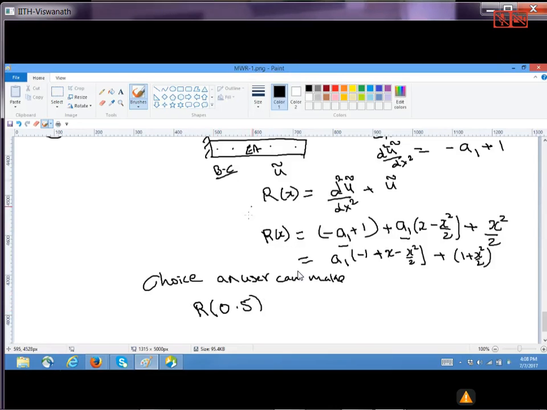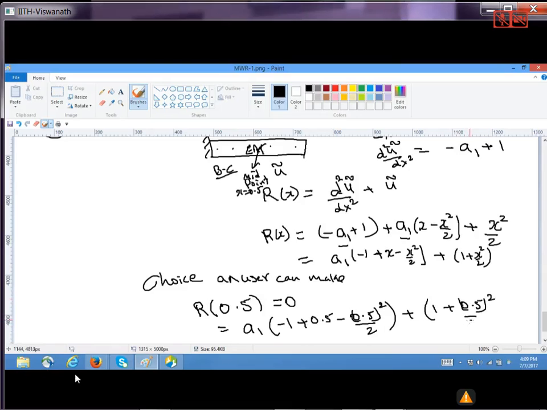So what I'm making is, I want to make my residue zero at the midpoint. The midpoint is x equals 0.5. The residue is equal to 0. That means I substitute 0.5 in this: a1 into minus 1 plus 0.5 minus 0.5 whole square by 2, plus 1 plus 0.5 whole square by 2. At this place it must be equal to 0.